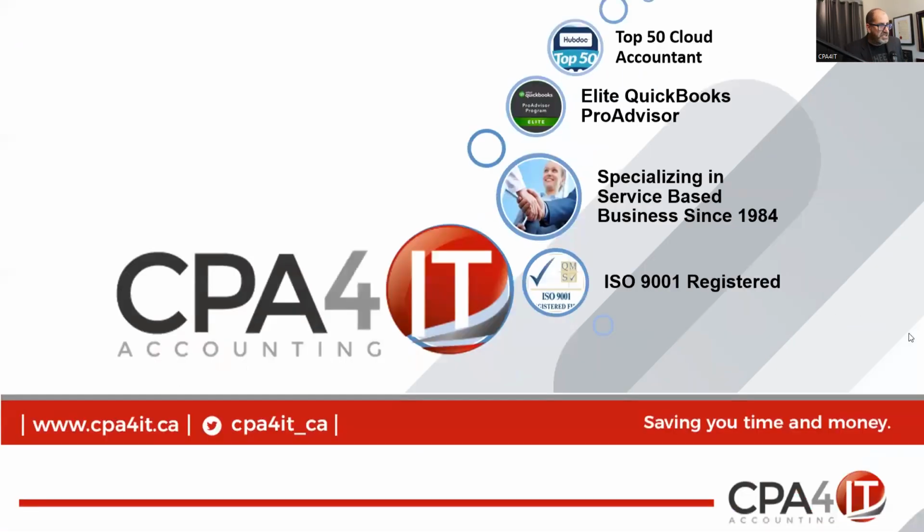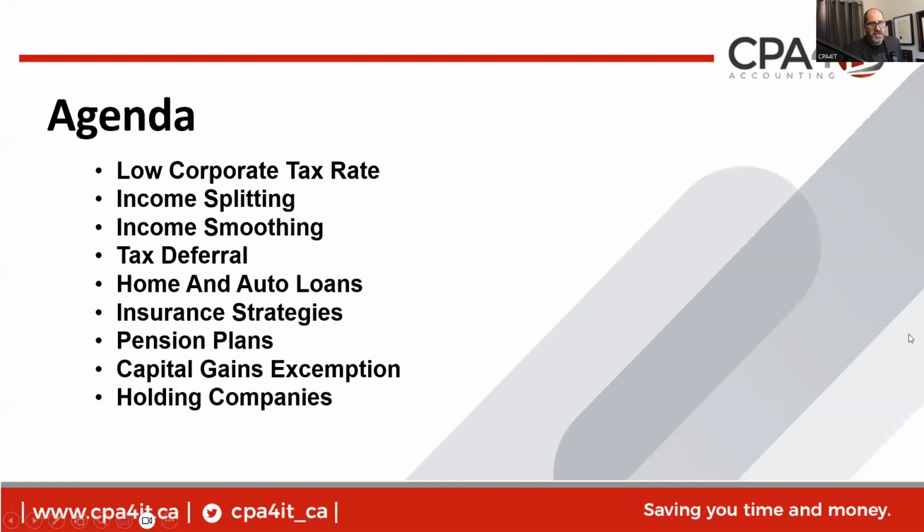But today's session, we're going to be covering 10 tax strategies. Cover them off quickly. There's the low corporate income tax rate, income splitting, income smoothing, tax deferral, home and auto loans, insurance strategies, pension plans, capital gains exemption, and holding companies. So we'll be talking a little bit about what those different strategies are and how you can leverage them to help you pay less tax, which is the goal of many small business owners.